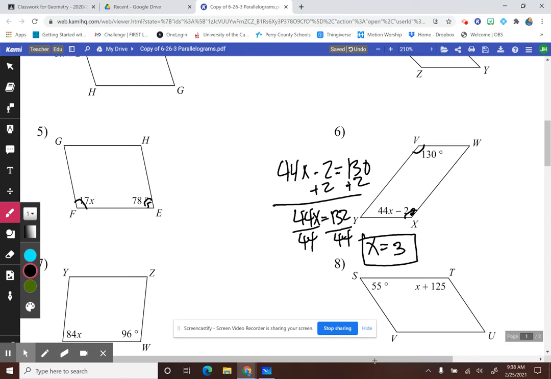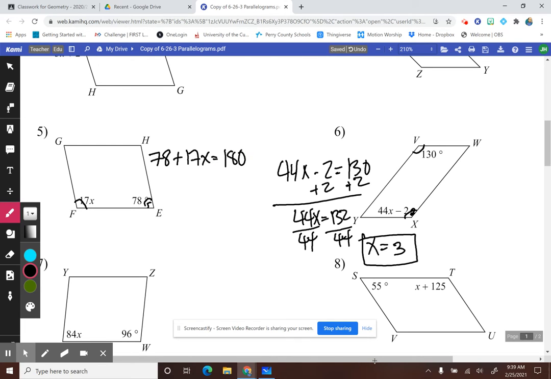So again, you notice that we have 2 different methods based on 2 different types of problems. Over here on number 6, these angles were across from one another. On number 5, these angles are consecutive, or right beside one another. So for number 6, because they're opposite, they're congruent, I set them equal to each other. But for number 5, I'm not going to do that because they're not equal. One's obtuse and one's acute. So they are consecutive, which means they add up to 180 degrees. So instead of setting them equal to each other here, I'm going to do 78 plus 17x equals 180, okay?